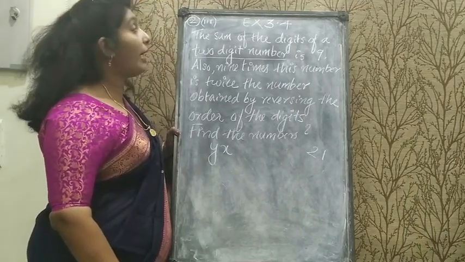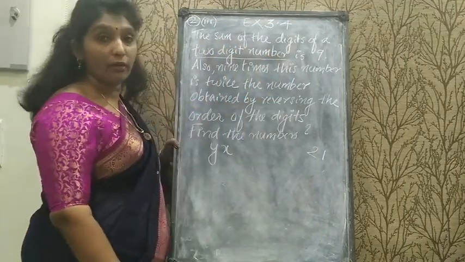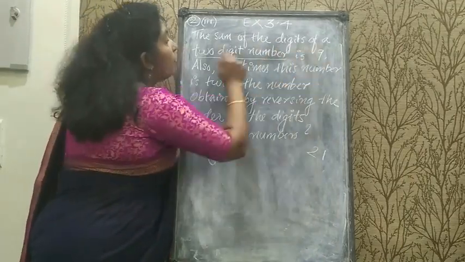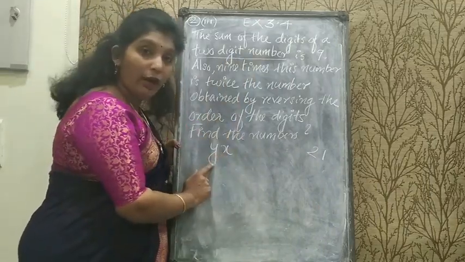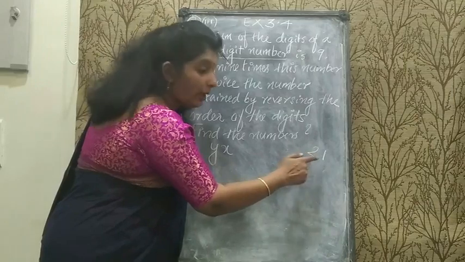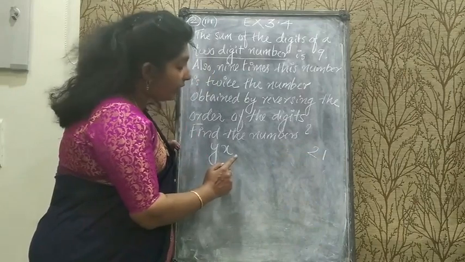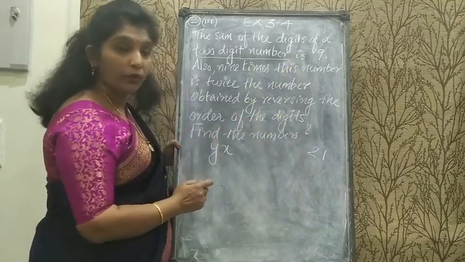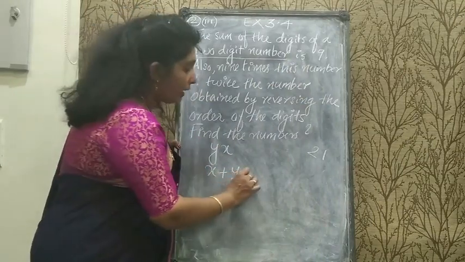Then it is given that the sum of the digits of the two-digit number is 9. It means if we add the digits of this two-digit number, then we will get 9. Digits are x and y, like here 1 and 2 are the digits. If I add 1 and 2 in this case, then 1 plus 2 will be 3. Same way, if we add the digits of this two-digit number, it is given that it is 9. So I am going to add the digits. So x plus y is equal to 9.